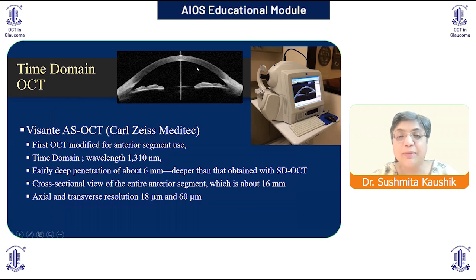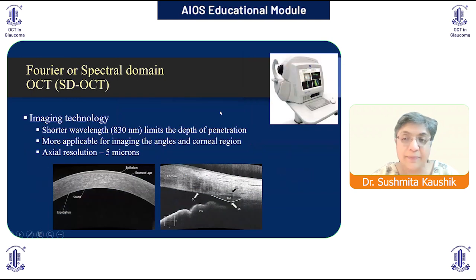You can see about 6 millimeters, which means the entire anterior chamber could be easily imaged, and it was much deeper than that obtained with a spectral domain OCT. You could get a cross-sectional view of the entire anterior segment, about a 16 millimeter scan. That was really useful for the angles. The axial and transverse resolution was about 18 and 60 microns respectively. This is a typical example of an angle image on a time domain OCT.